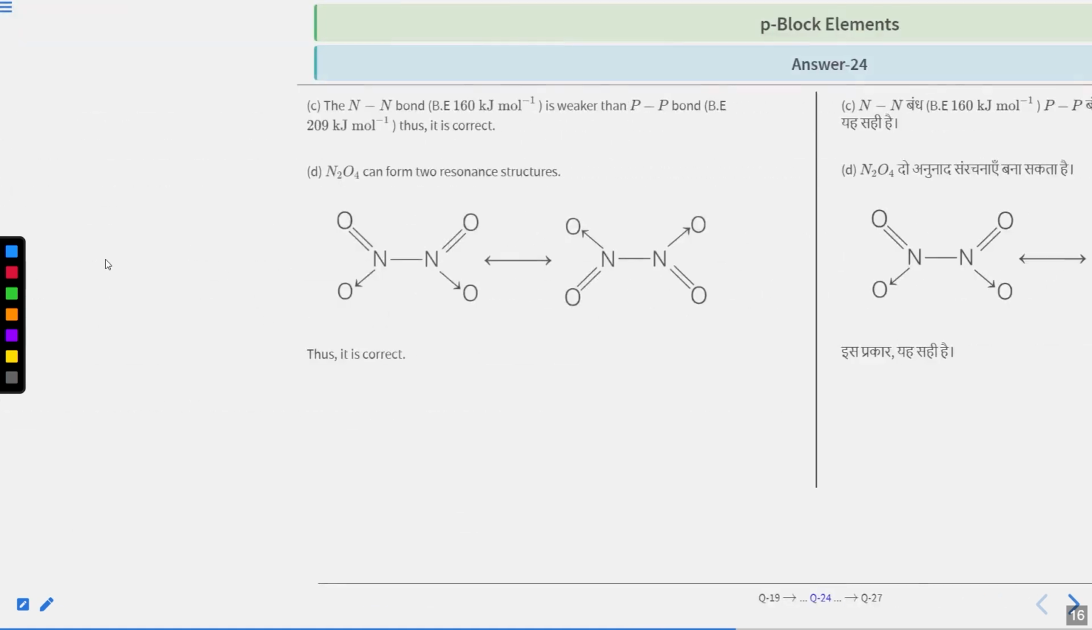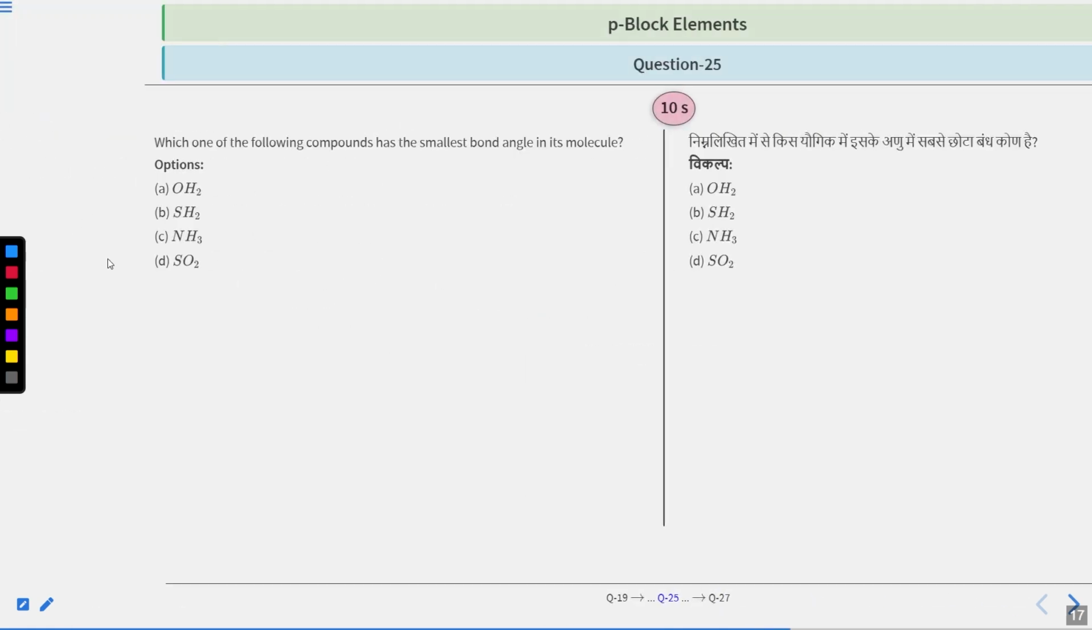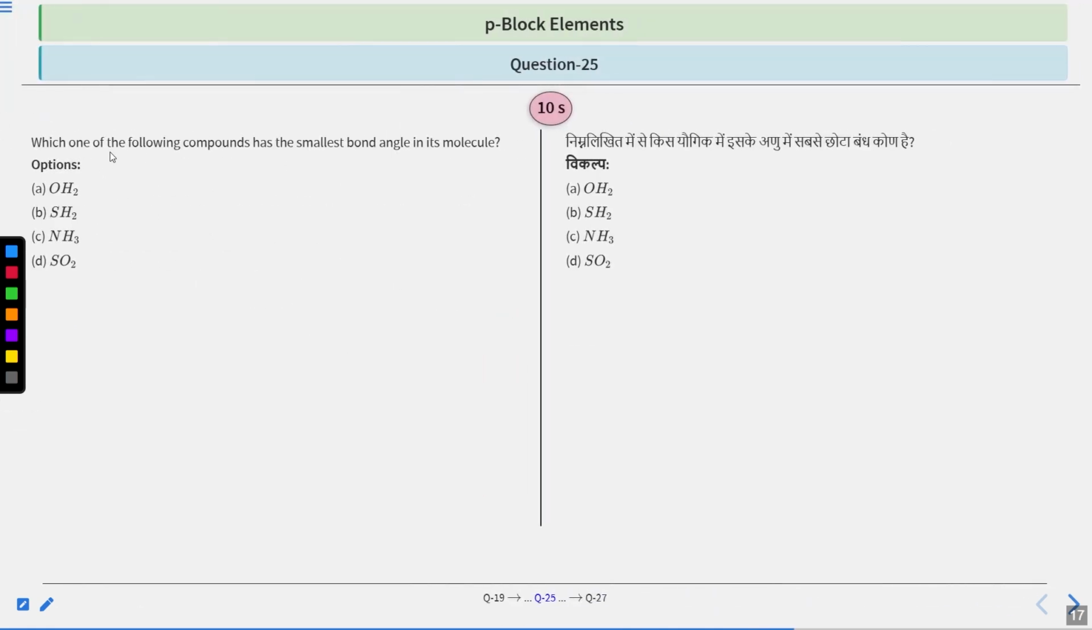Okay, now let's move to question number 25. Which one of the following compounds has the smallest bond angle in its molecule? We have to tell from the options which molecule has the smallest bond angle. Options are OH2, SH2, NH3, or SO2. You have 10 seconds to solve this question. After that, we will see the answer.